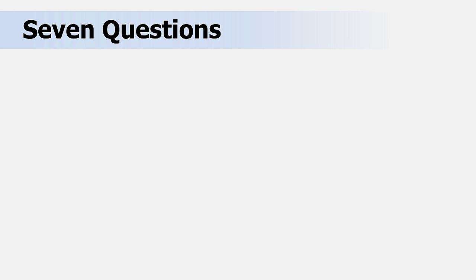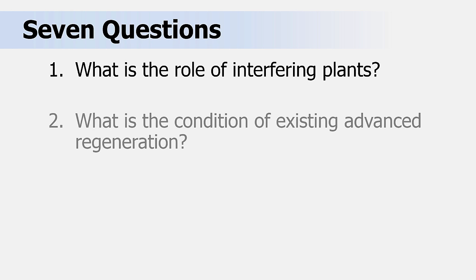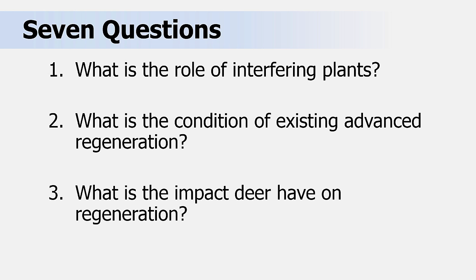Another way to assess the impact of planned timber harvest is to answer the following 7 questions. The first 3 questions consider regeneration. Like the acid questions, question number 1 asks, what is the role of interfering plants? Question number 2 asks, what is the condition of existing advanced regeneration? Number 3 asks, what is the impact deer have on regeneration?